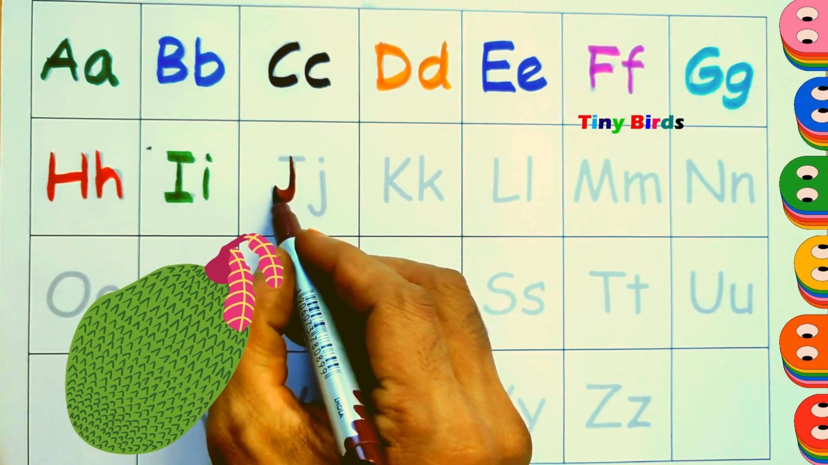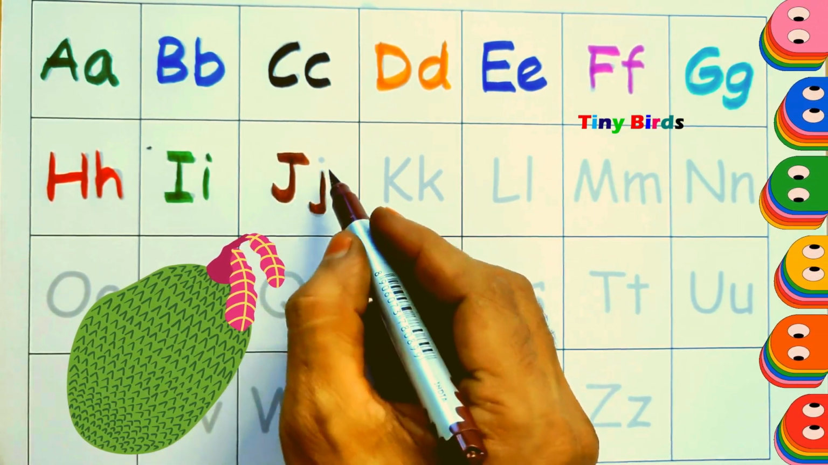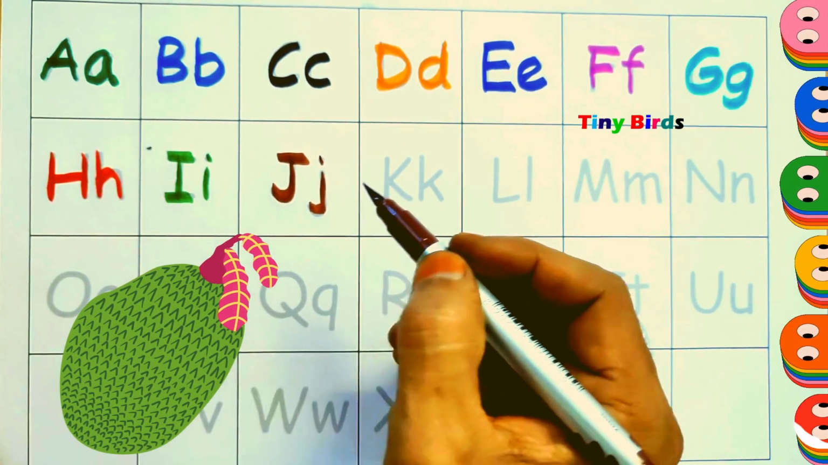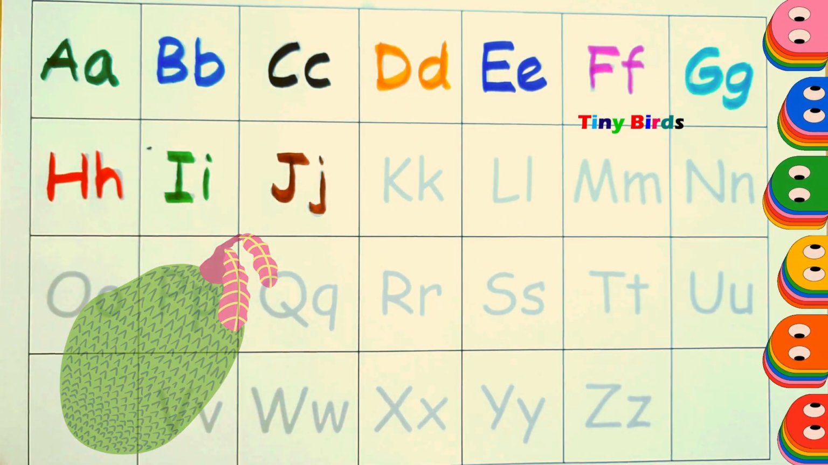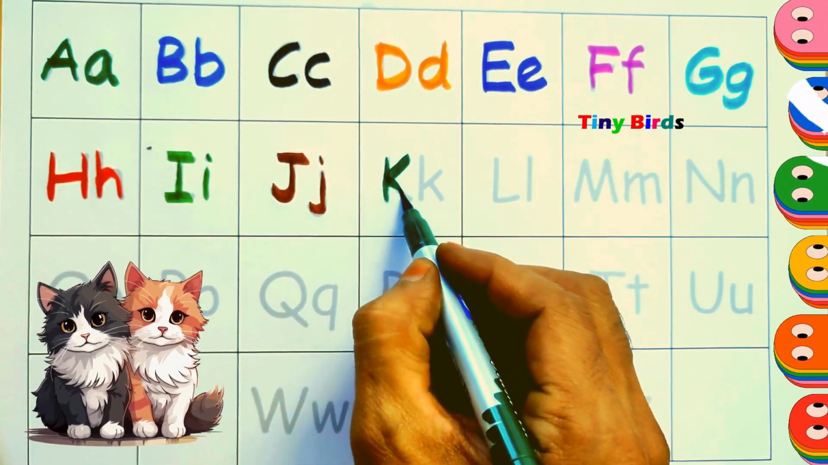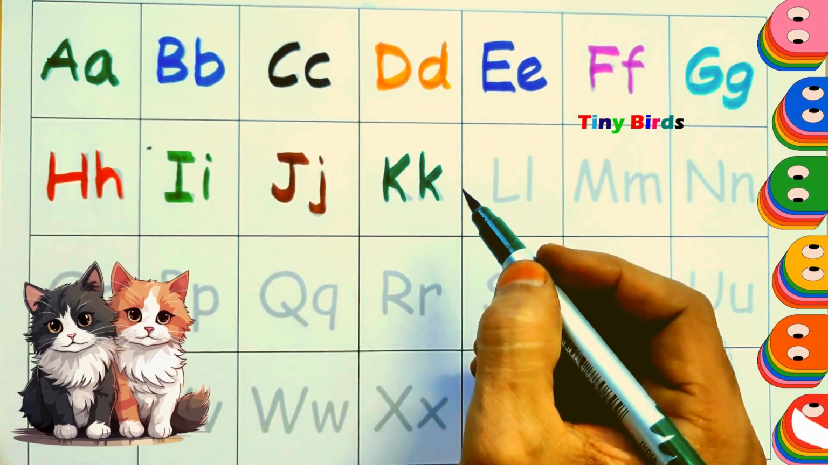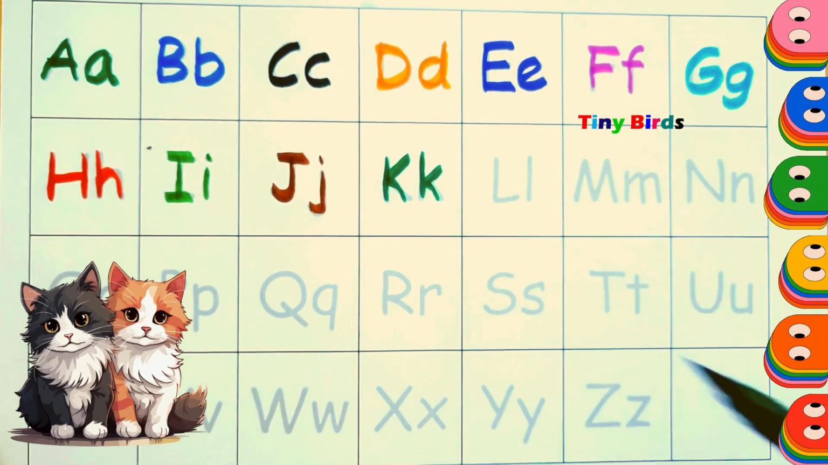J for jackfruit. J for jackfruit. K for kitten. K for kitten.